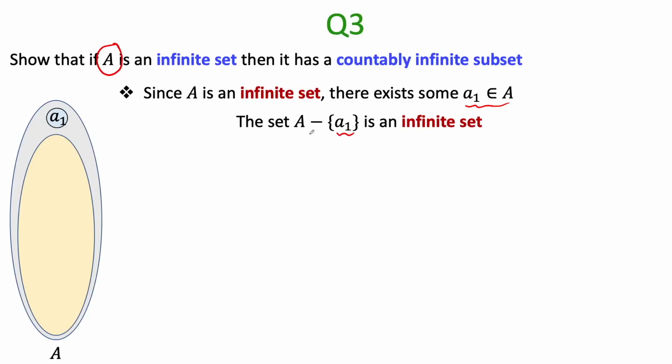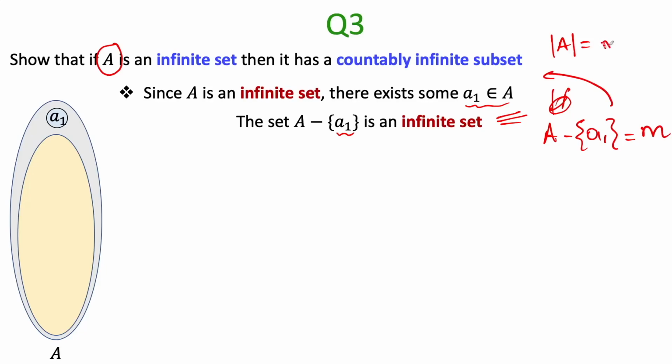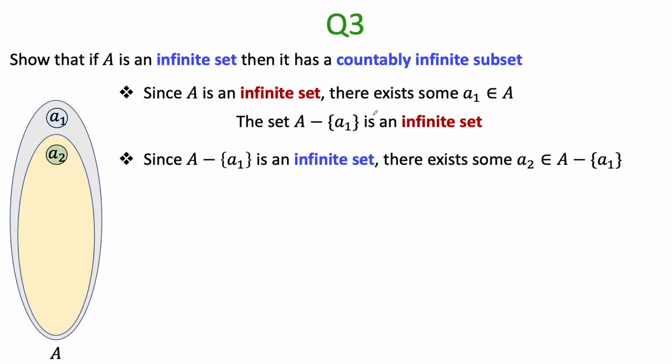Why? Because if this remaining set A minus A1 is finite and if its cardinality is say M, then what can I say about the cardinality of A? I can say the cardinality of A is M plus 1, which is a finite quantity. But that goes against my assumption that A is an infinite set. So that means if I remove the element A1 from the set A, I am still left with an infinite set. Now I again apply the same argument.